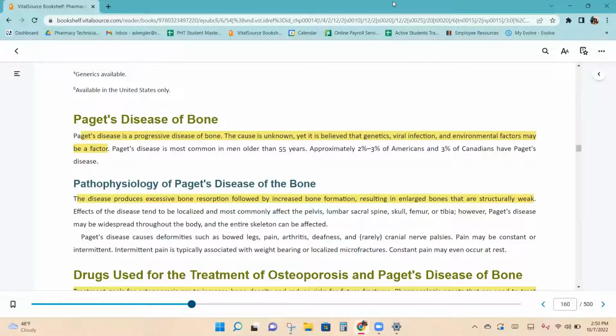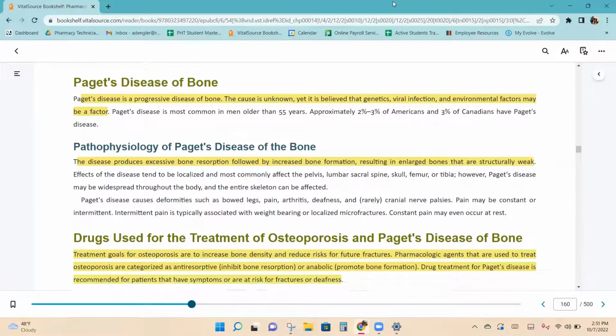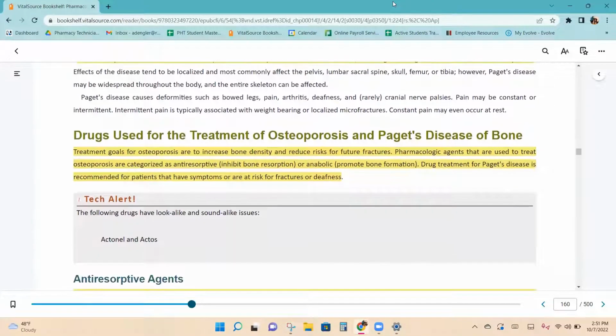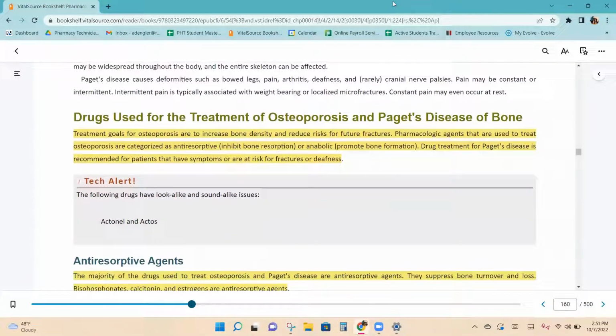Effects of the disease tend to be localized and most commonly affect the pelvis, lumbar, sacral spine, skull, femur, or tibia. However, it can be widespread throughout the body and the entire skeleton can be affected. It causes deformities such as bowed legs, pain, arthritis, deafness, and very rarely it causes cranial nerve palsies. Pain can be constant or intermittent, and it's typically associated with weight bearing or localized microfractures.